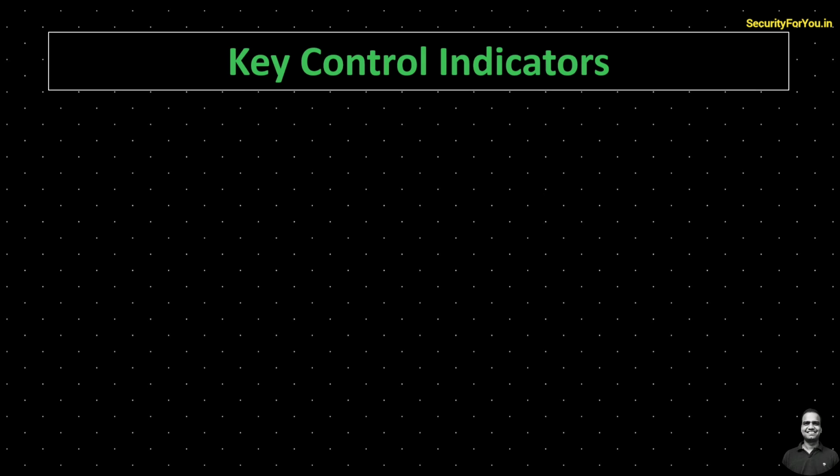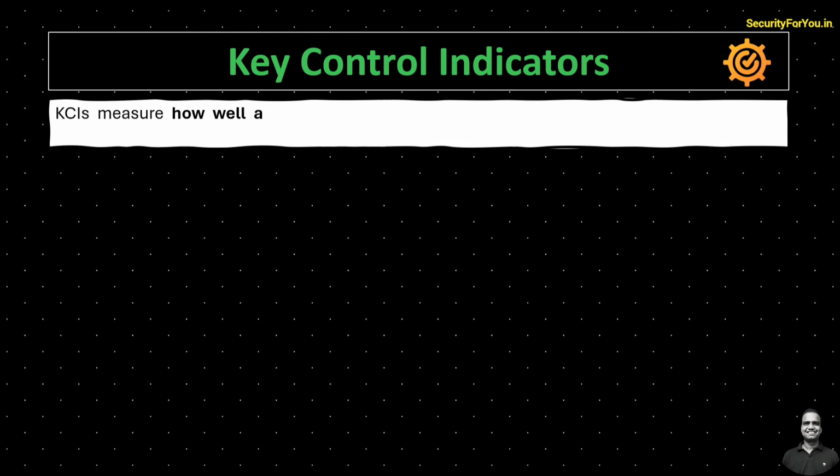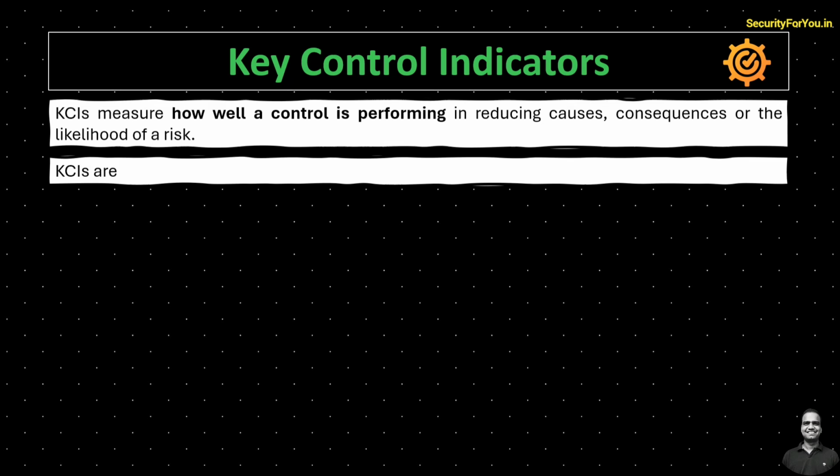Now moving to key control indicators. Certain indicators reveal the effectiveness of control. Key control indicators measure how well a control is performing in reducing causes, consequence, or likelihood of a risk. And sometimes they are called control effectiveness indicators.